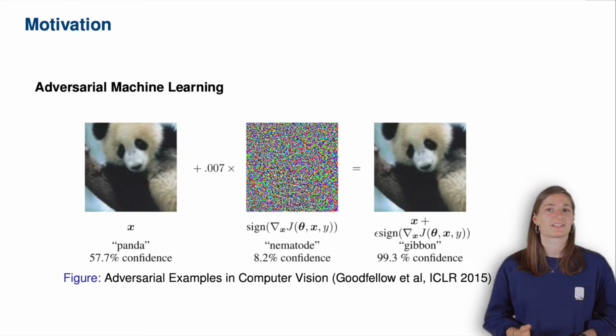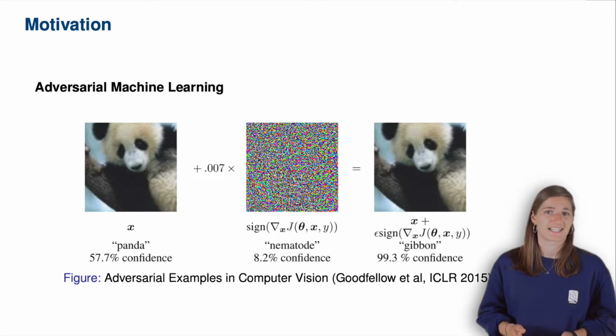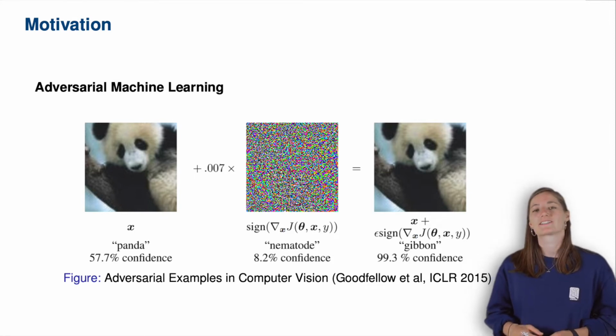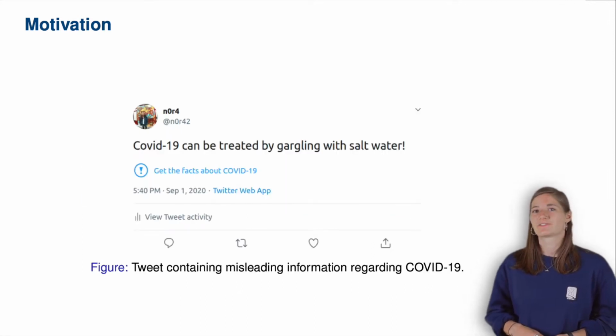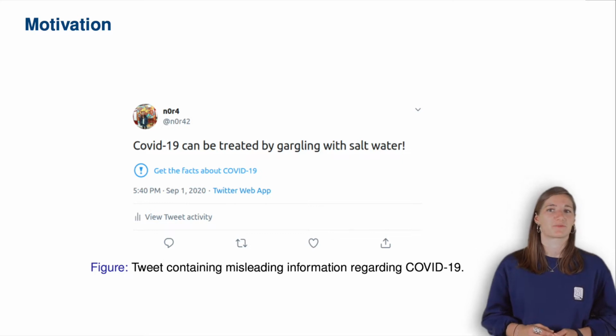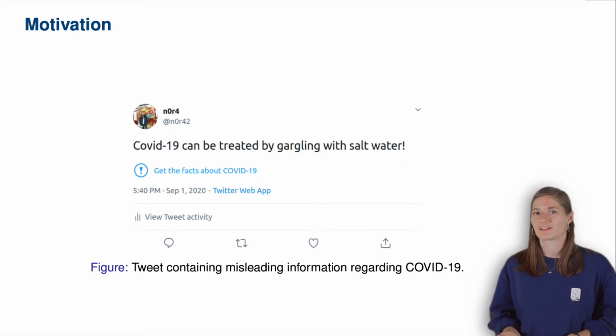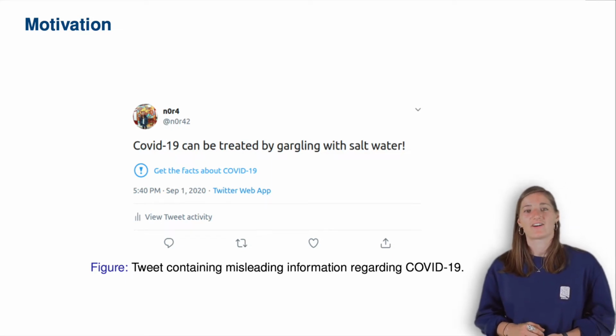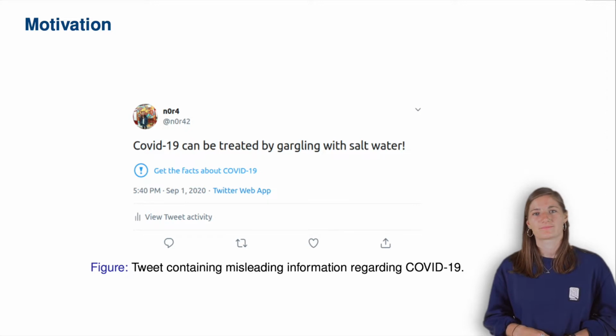This phenomenon is highly concerning and very much related to security issues. While it is widely studied in computer vision, these risks also occur in other fields. In times of the COVID-19 pandemic, we once again see the importance of preventing the spread of misinformation on the internet. One possible solution is the automated detection and classification of untrustworthy information.